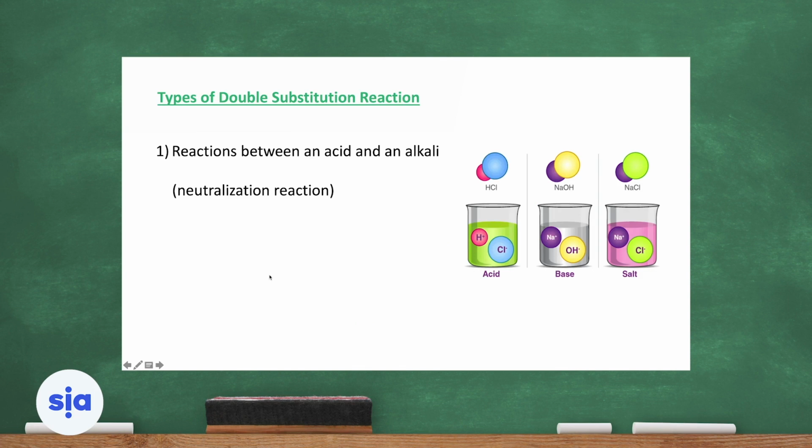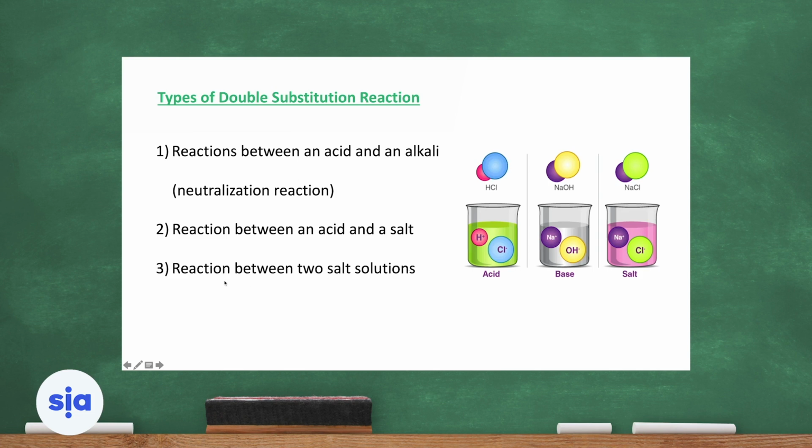Types of double substitution reaction. We have reactions between an acid and an alkali. We call this type of reaction a neutralization reaction. We have reaction between acid and salt. Another type of double substitution reaction is the reaction between two salts. So either an acid with an alkali, or we call it a base, so acid-base or acid-alkali reaction, neutralization reaction; acid with salt; or two salts.